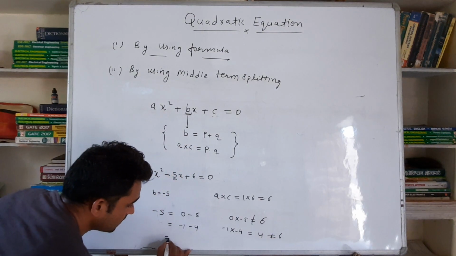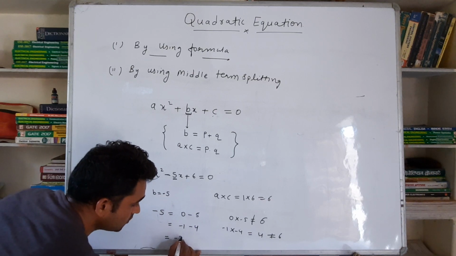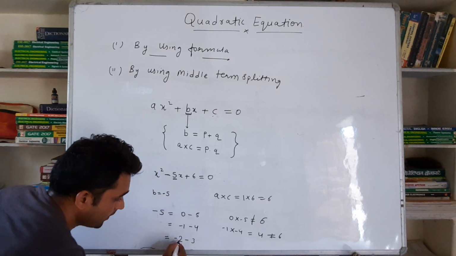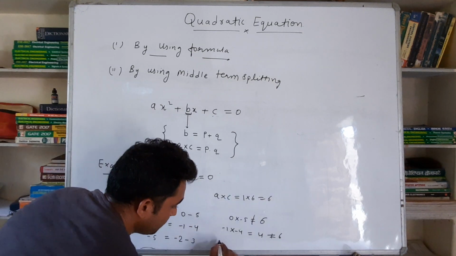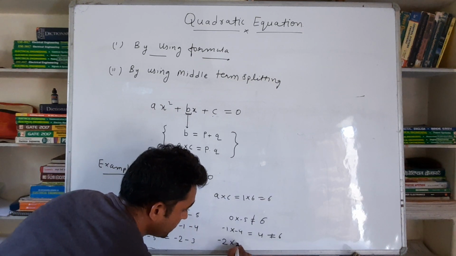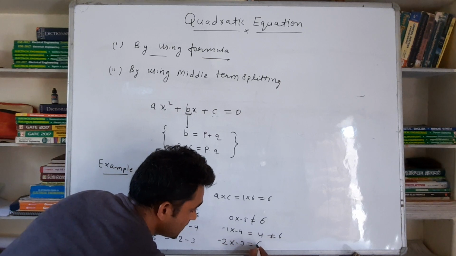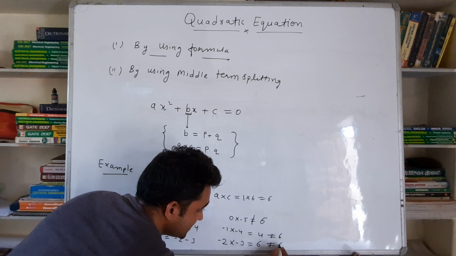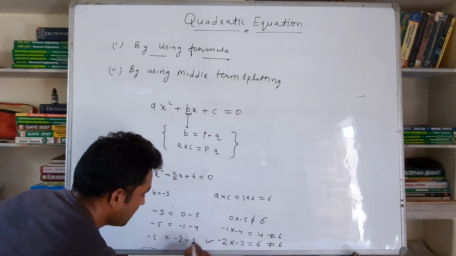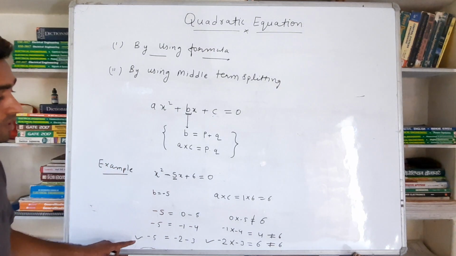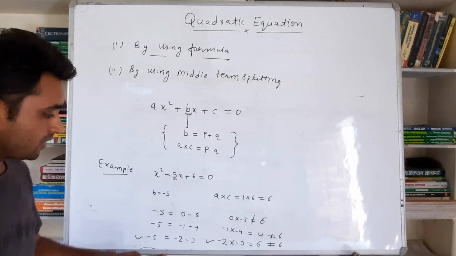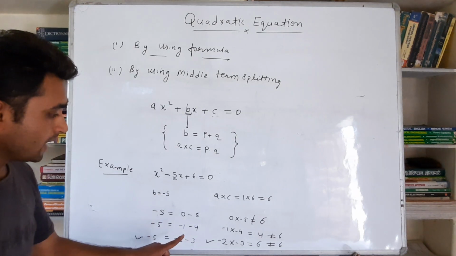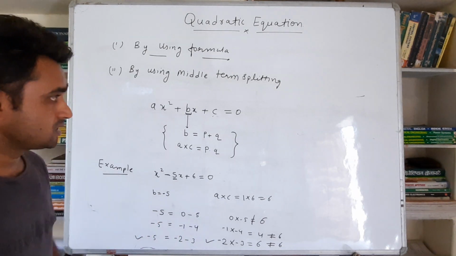The next splitting is minus 2 and minus 3. Minus 2 minus 3 is minus 5, which is also minus 5. And the product of minus 2 into minus 3 is 6, which is equal to 6. So this is the correct combination for the splitting of the term. So in place of minus 5 we can put minus 2 and minus 3.